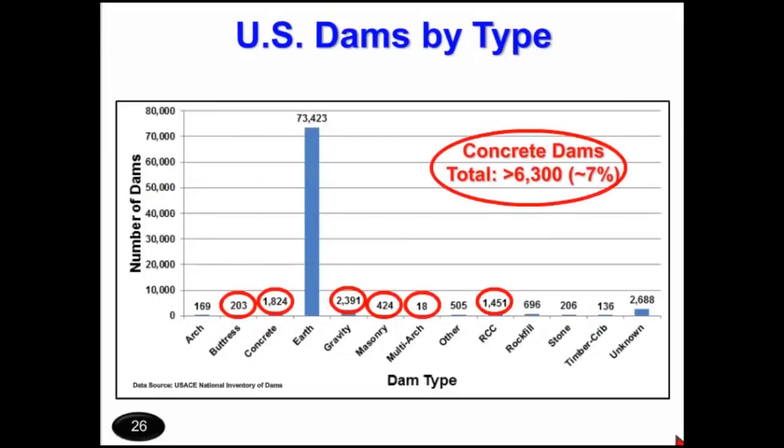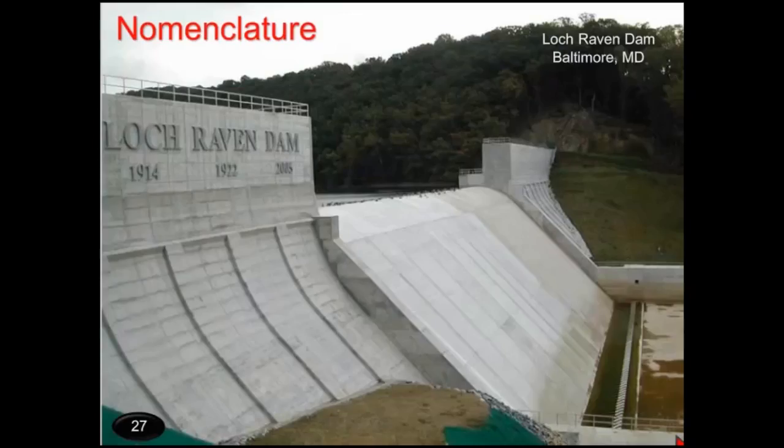The other common type of dam is a concrete dam, and that makes up another 7%. And that can be that slab and buttress type that we looked at. It can be a concrete gravity dam. It can be a masonry dam, a multiple arch dam, or a more modern type of concrete is roller compacted concrete. When you look at a concrete dam, we have a lot of the same nomenclature. A couple things are different.